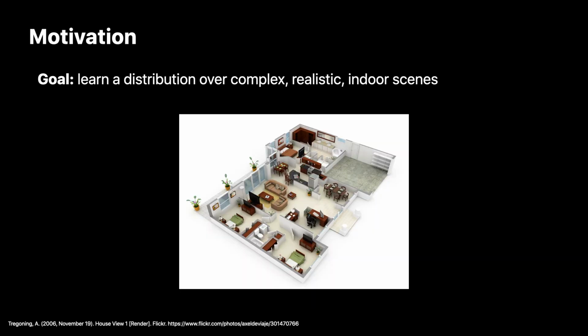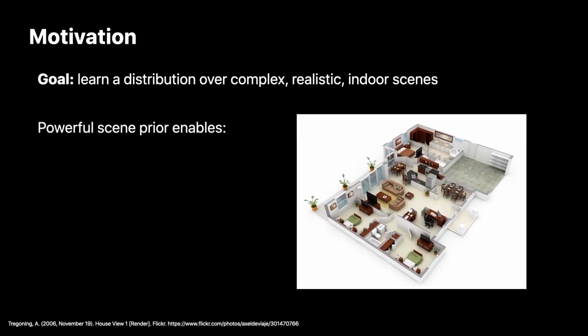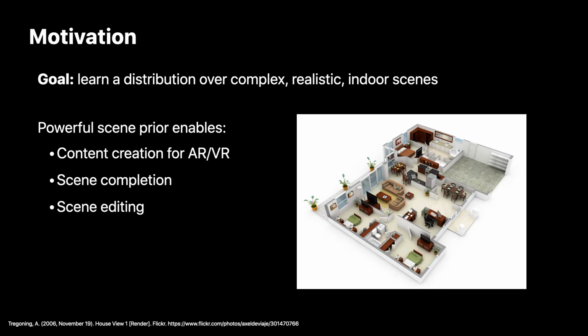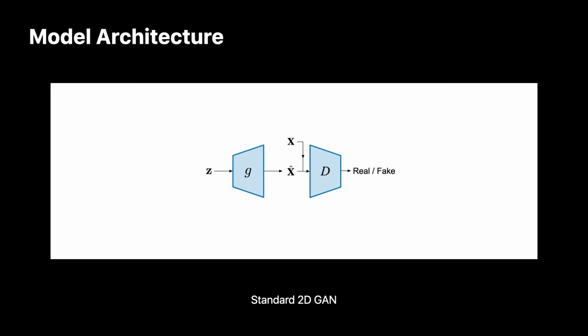Our goal in this work is to learn a distribution over complex, realistic indoor scenes. Learning such a scene prior could be useful for a variety of difficult downstream tasks, such as content creation for augmented and virtual reality, scene completion, scene editing, mapping and navigation, or as a world model for reinforcement learning.